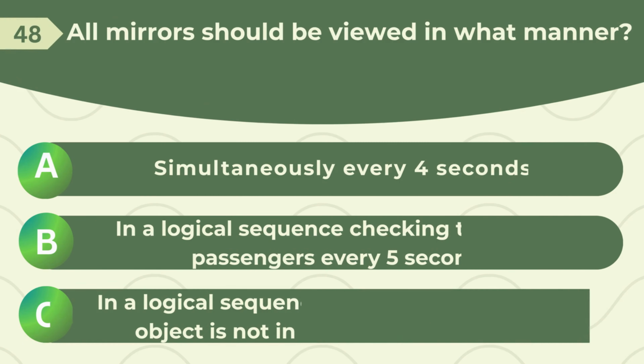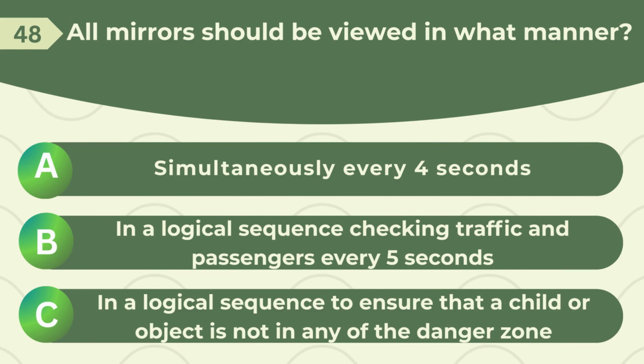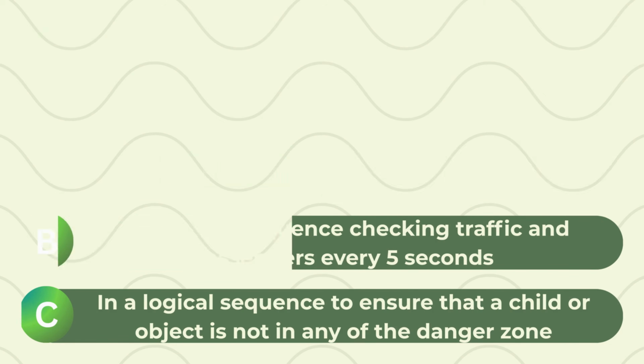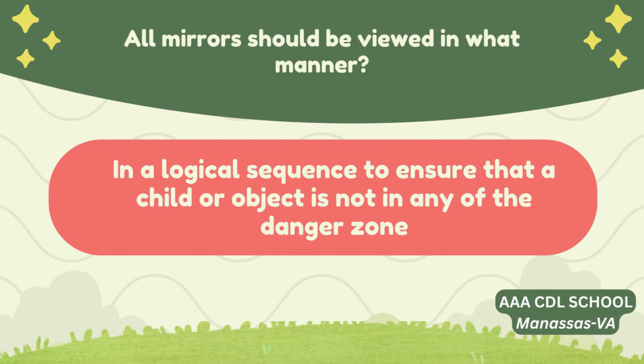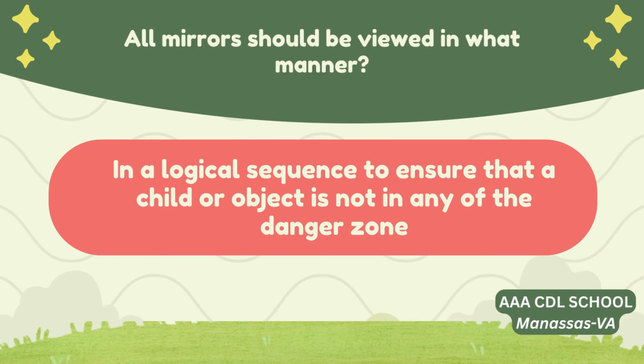All mirrors should be viewed in what manner? A. Simultaneously every 4 seconds. B. In a logical sequence checking traffic and passengers every 5 seconds. C. In a logical sequence to ensure that a child or object is not in any of the danger zone. Correct answer: in a logical sequence to ensure that a child or object is not in any of the danger zone.